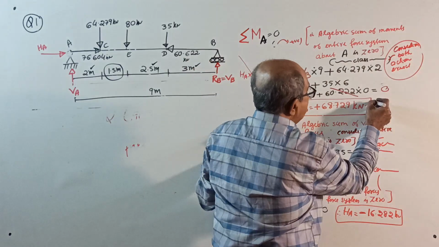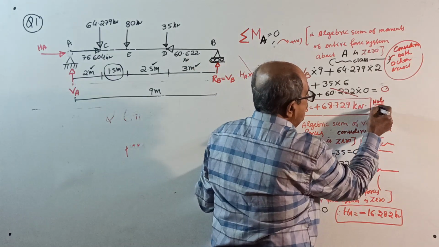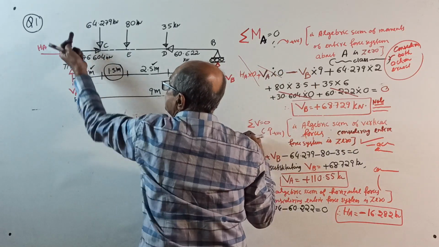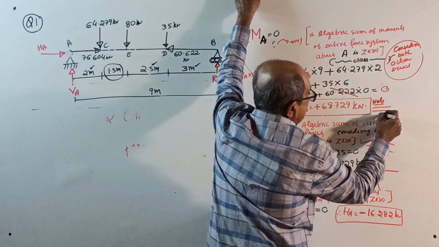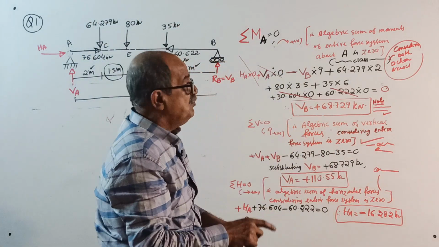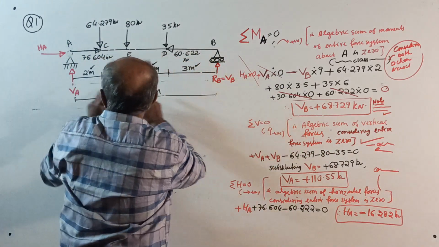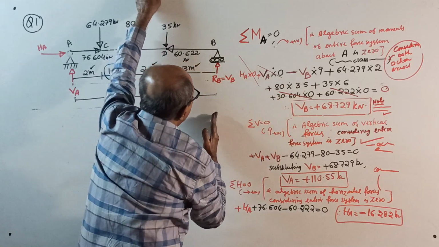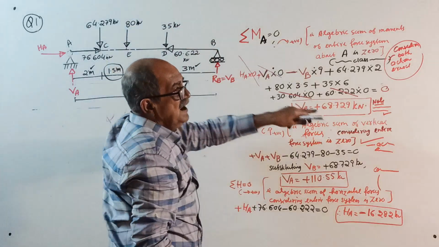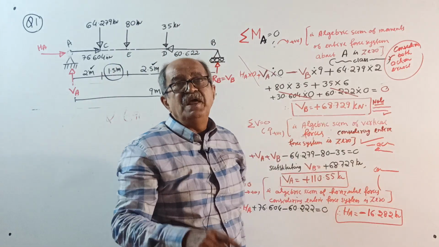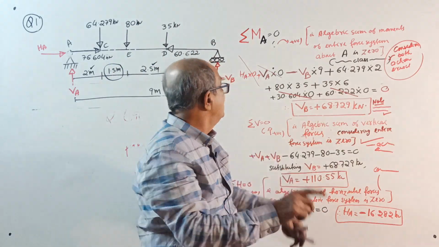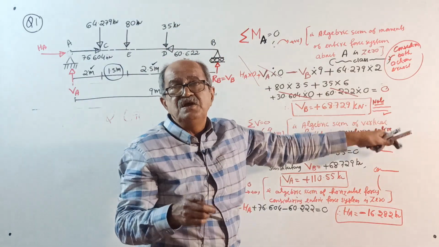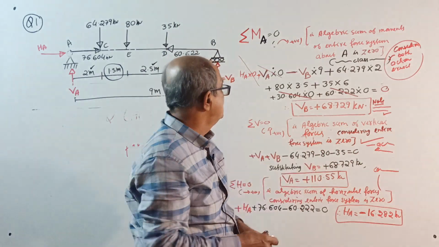Make a note now itself. We got a positive sign, means the assumed direction is correct. So later we will enter VA, VB in the same direction as considered here, but without sign. You write it. First class you write.